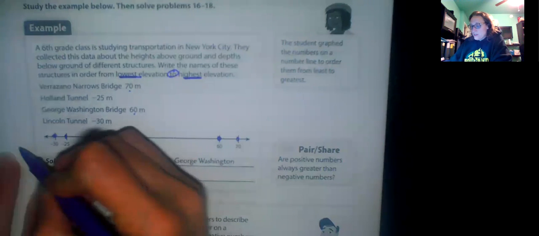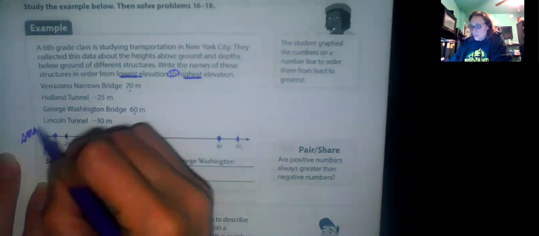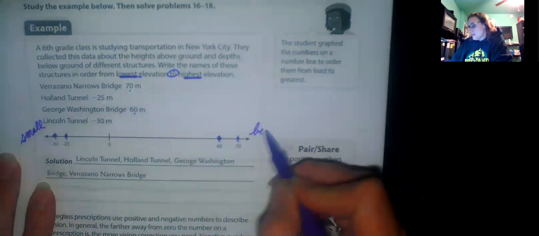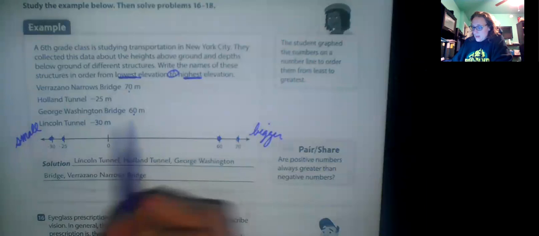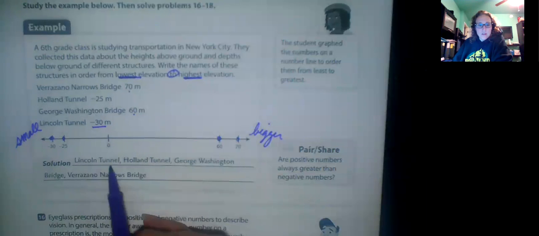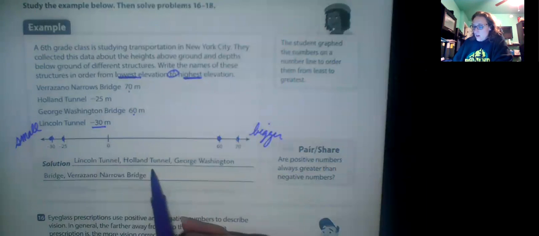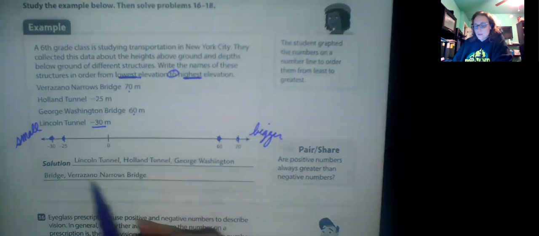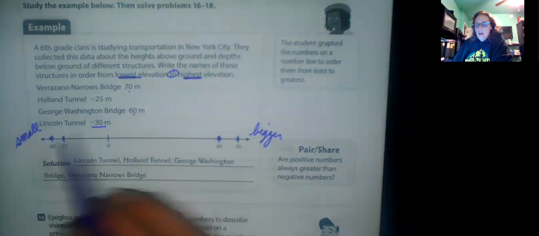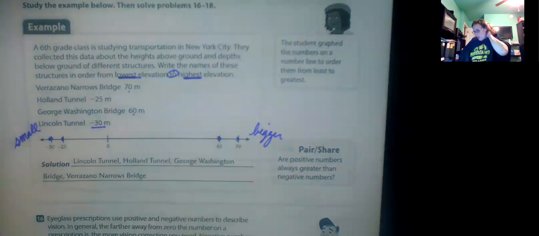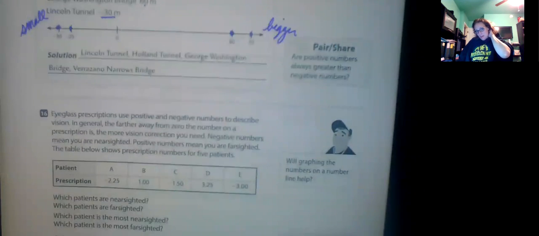And remember that always to the left are our small numbers, always to the right are bigger numbers. So you can see at -30, Lincoln Tunnel is first, then Holland, then George Washington, then Verrazano Narrows Bridge, in order from least to greatest, or lowest to highest elevation. Okay. All right, so number 16.